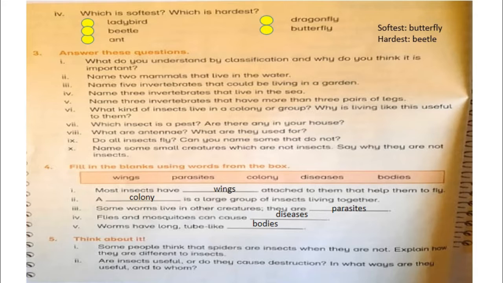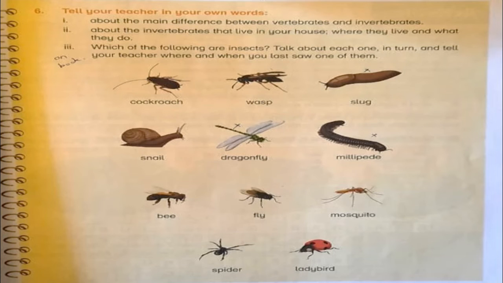Now we will do fill in the blanks. Question number 4. Fill in the blanks using words from the box. Wings, parasites, colony, diseases and bodies. You are going to read first these statements and then fill in the blanks. Now, next question is, tell your teacher in your own words.